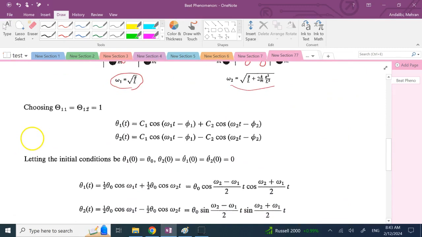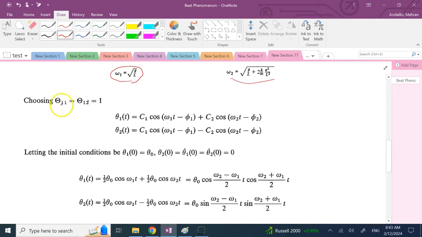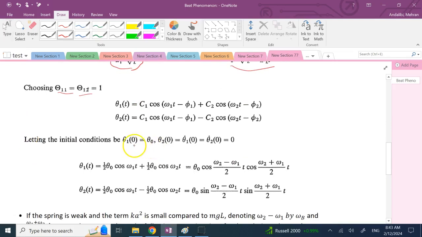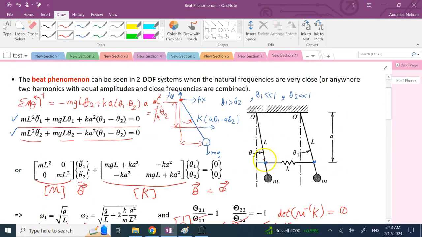Now, here we choose this denominator in the mode shapes as 1 and 1, as we said. If you do that, now in response to some initial conditions, like theta 1 at time 0 equal to theta naught, and everything else equal to 0. So all we do in this system is move this first pendulum to some angle. This one we keep in place. And then from rest, we release the system.